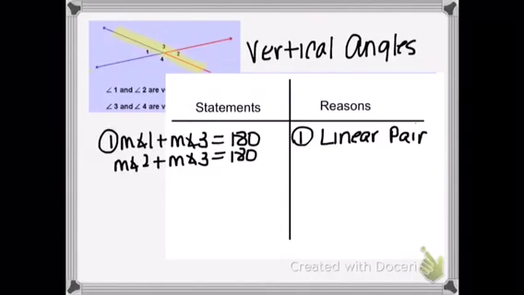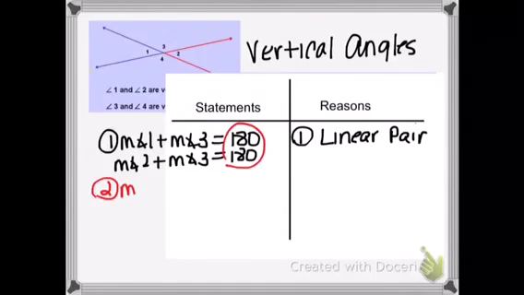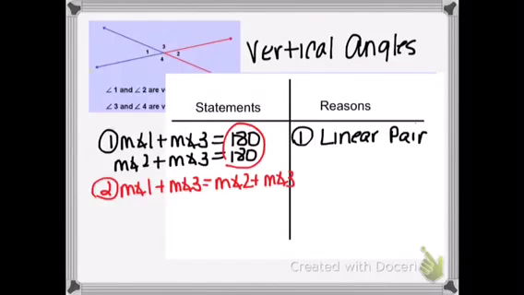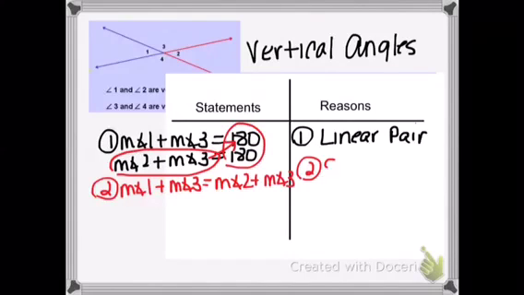So the next thing we want to look at is that we have both of those equal to 180 degrees. So when we have two things equal to the same thing, 180 degrees, we can substitute in. We can say that the measure of angle 1 plus the measure of angle 3 is equal to the same thing as the measure of angle 2 plus the measure of angle 3, because they both equal 180 degrees. And the reason I do that is because I can take this 2 plus 3 and substitute it in for that 180. So that would be called substitution.